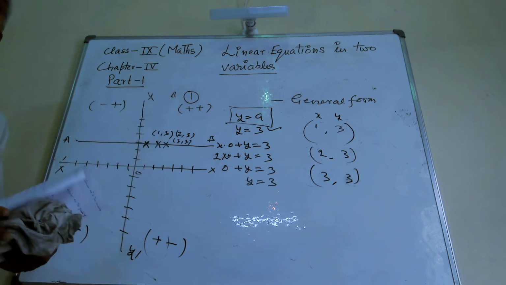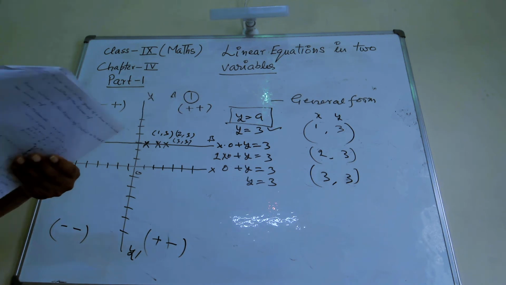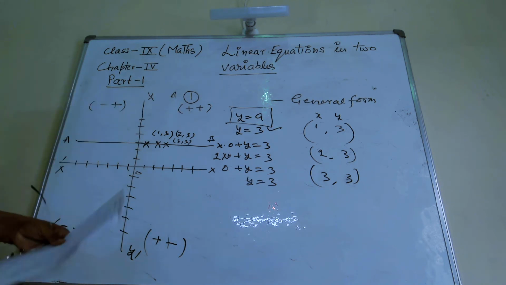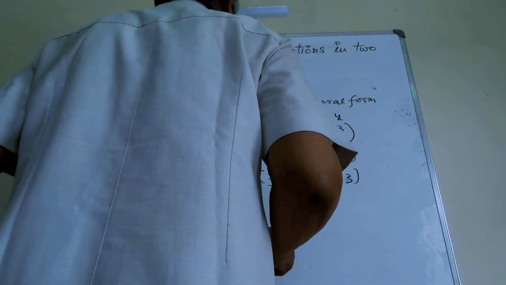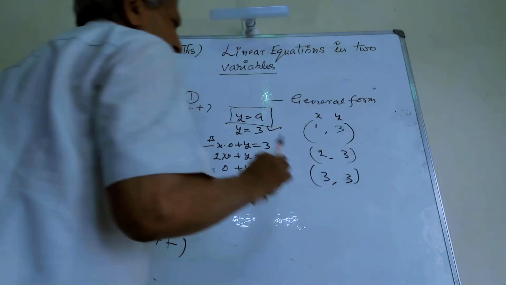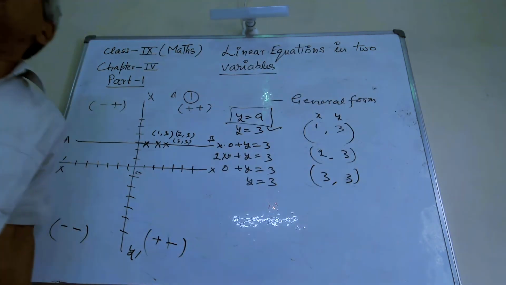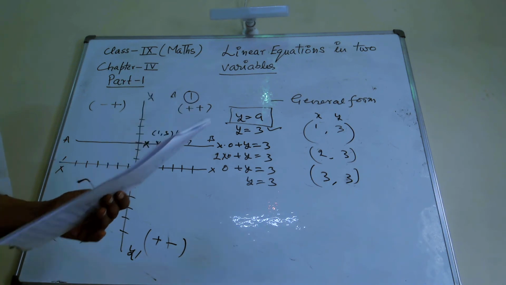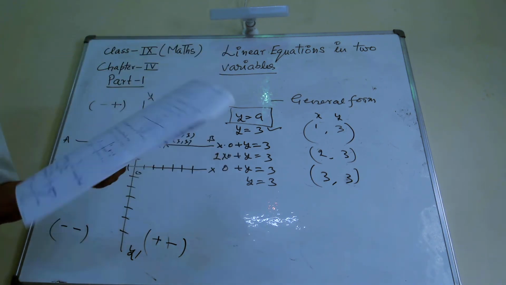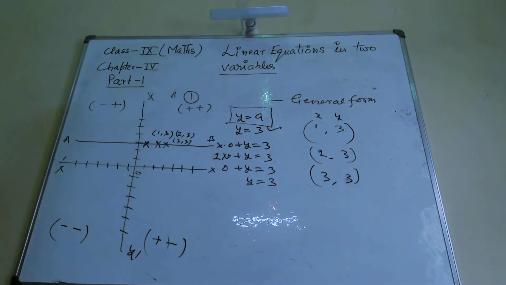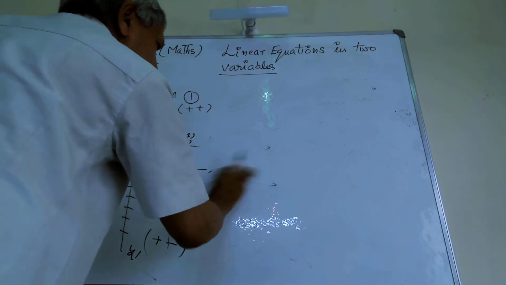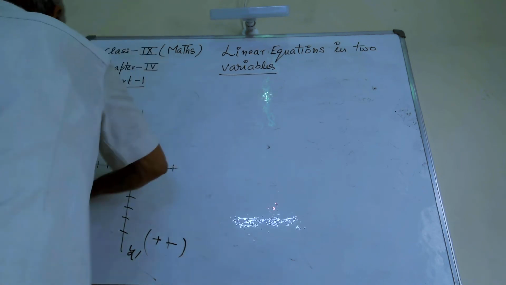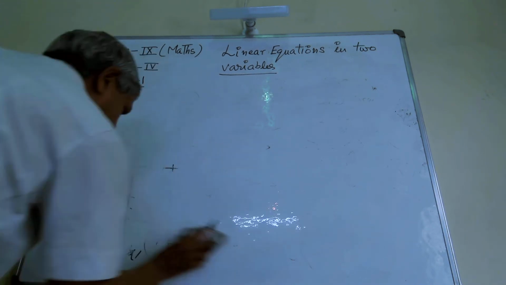So with the help of these two examples, I have illustrated that for a linear equation in two variables, when only one variable is given, either x or y, the line will be parallel to either the x-axis or the y-axis. Now, the third example.